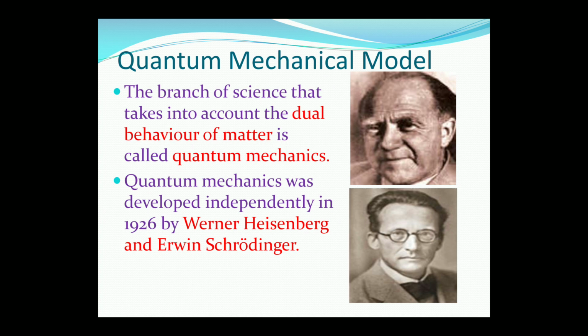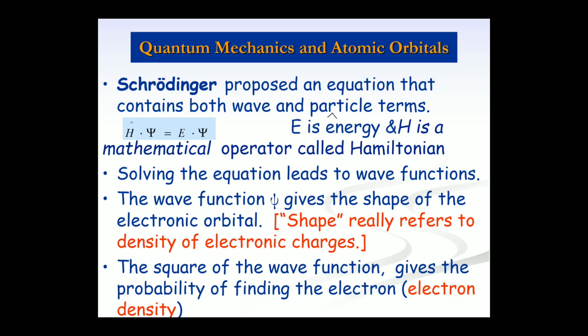So now we are talking about the quantum mechanical model. So the branch of science that take into account the dual behavior of matter is called quantum mechanics, and the quantum mechanics was developed independently in 1926 by Werner Heisenberg and Erwin Schrödinger. These were the two scientists who were actually involved in the quantum mechanic model. First point is that the Schrödinger proposed an equation that contains both wave and particle terms. Schrödinger was the first scientist who proposed this equation, that is H psi is equal to E psi. E is energy and H is a mathematical operator called Hamiltonian. So solving this equation leads to a wave function.